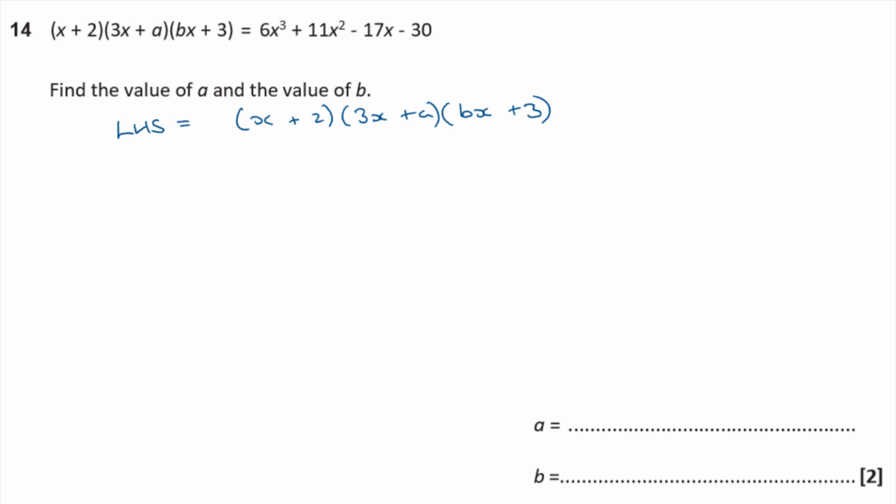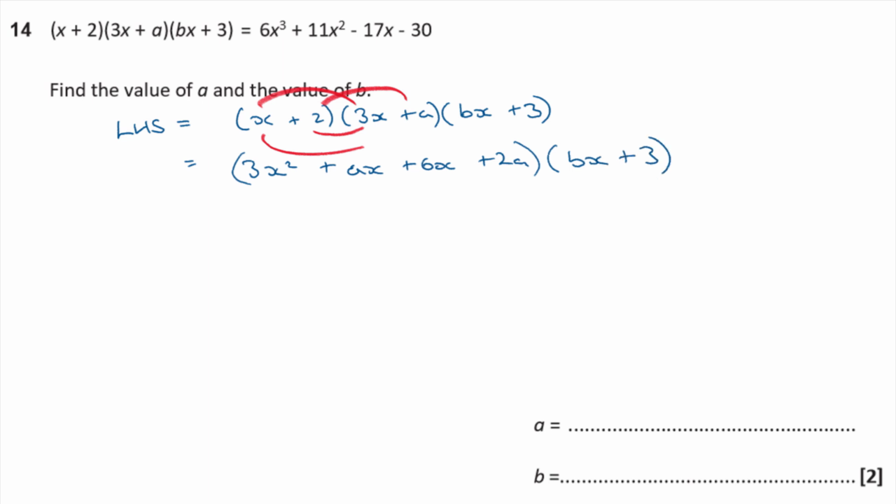So I'm just going to ignore the last bracket and just do FOIL on the first two brackets. So just multiplying that with that, that with that, that with that. What I get is x times 3x, which is 3x squared, and then x times a, which is ax, and then 2 times 3x, which is 6x, and then 2 times a, which is 2a. Okay, so that's what I get when I multiply out those two brackets. Then I need to carry on multiplying it out.